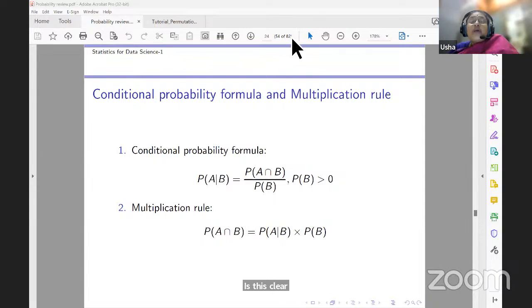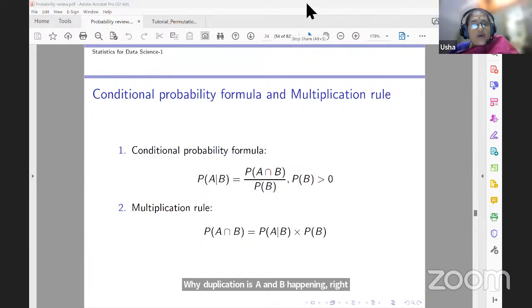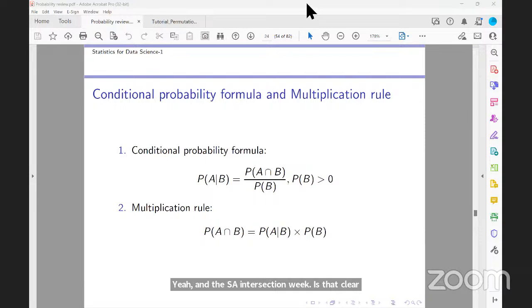What was my union addition? This one was probability of A union B. So always understand that when I talk about addition, it is A or B happening. Multiplication is A and B happening. Right from the addition rule of counting and multiplication rule of counting to the probability formula also. A or B is A union B. A and B is A intersection B. Is that clear?